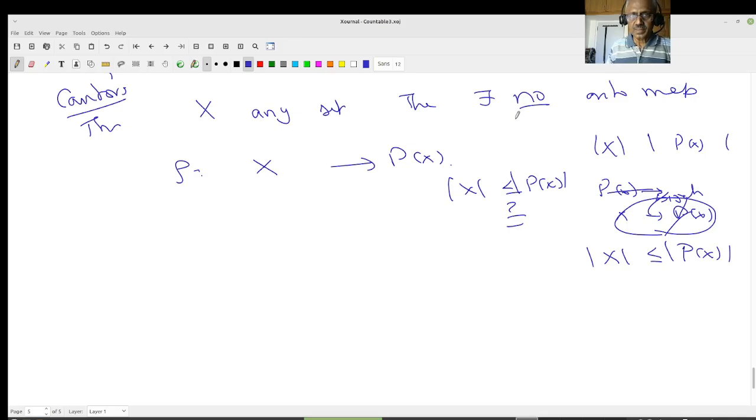Therefore, in such cases, what will I write? If I say A is less than or equal to B, but A is not equal to B, then I will write A is strictly less than B. Therefore, I will say cardinality of X is strictly less than cardinality of P(X).